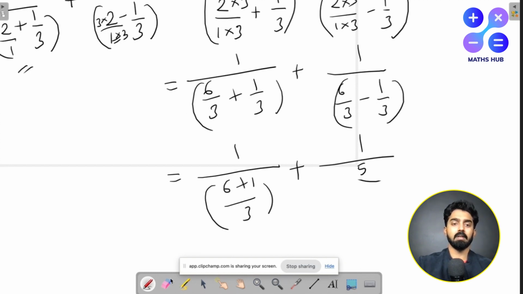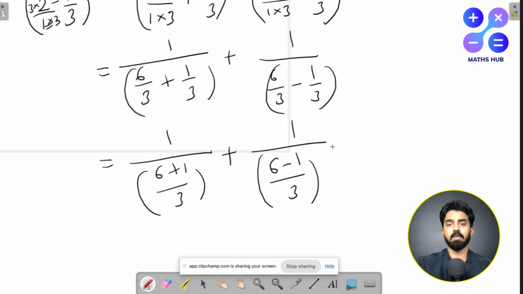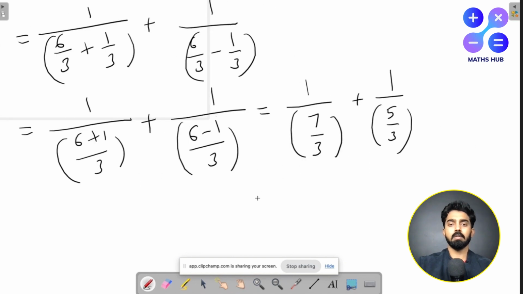Or let me take it step by step to make it simpler for you. So that's going to be 6 minus 1 over 3, correct? If you simplify that further, you get 1 over 7 by 3 plus 1 over 5 by 3, right? Next, what do you have? So this is going to give you 3 over 7, correct?